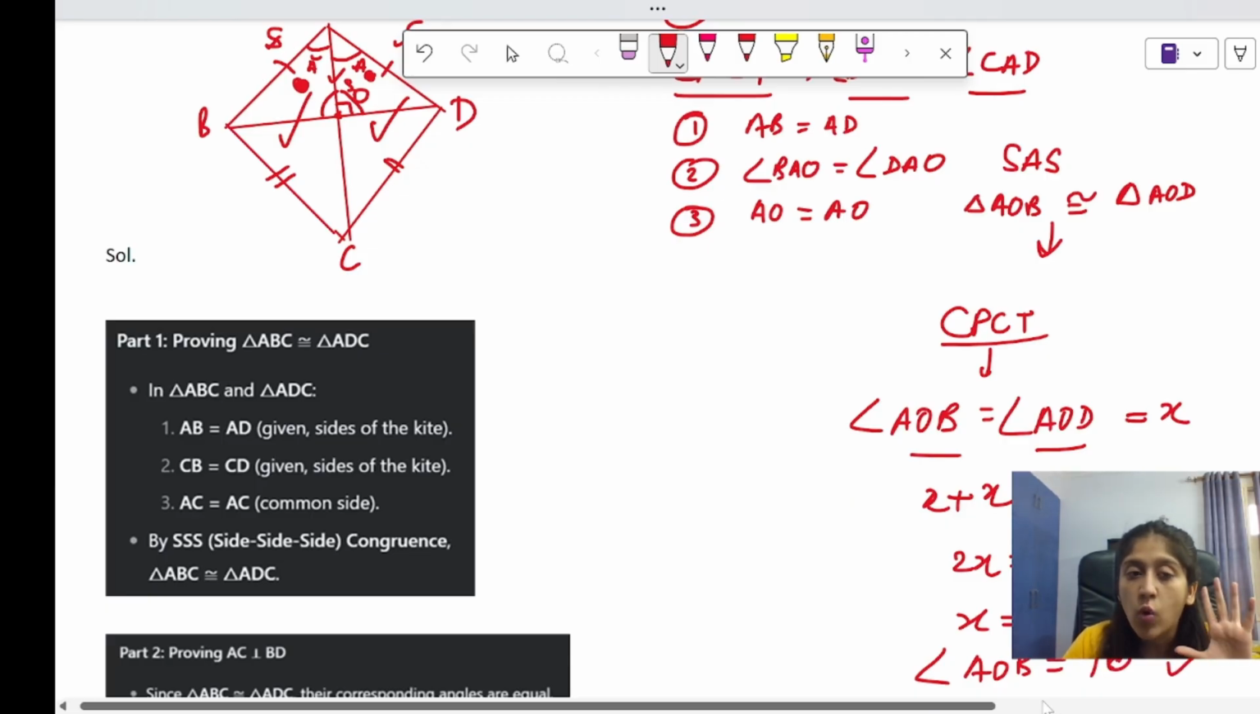I have just proved it. मैंने prove कर दिया what was asked in the question. ठीक है? So it is already proved. But I hope the process is clear. इस lecture को वापस से देखना because this question was very very important. And this is one of the hardest question of this chapter. ठीक है? ये सबसे difficult question है.